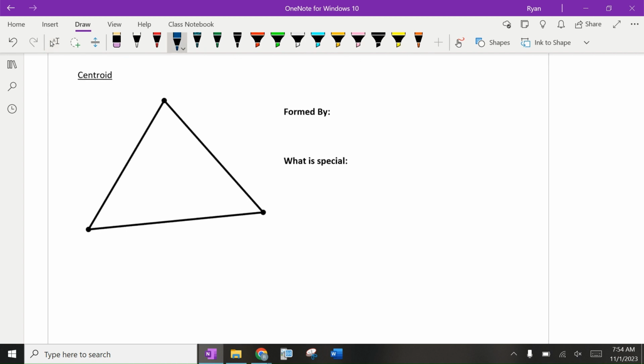Which brings us to our next point, which is called the centroid. Great name, centroid. It has a part center in it, kind of. Centroid. It's formed by the intersection of the medians, and it has a special property. It's not equidistant to the vertex. It's not equidistant to the sides, because those are the other ones. It has a different relationship.